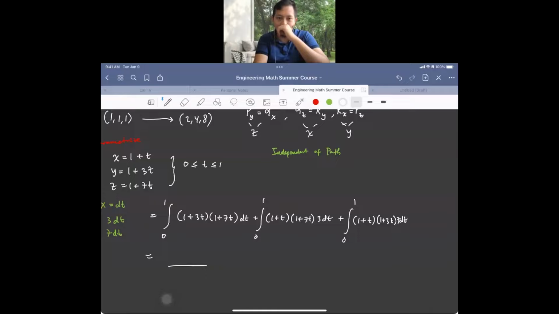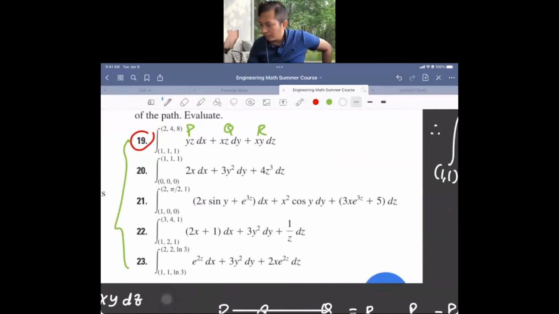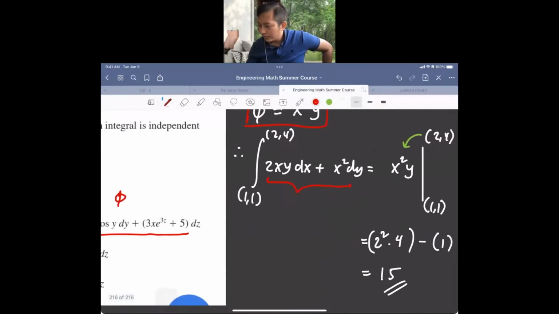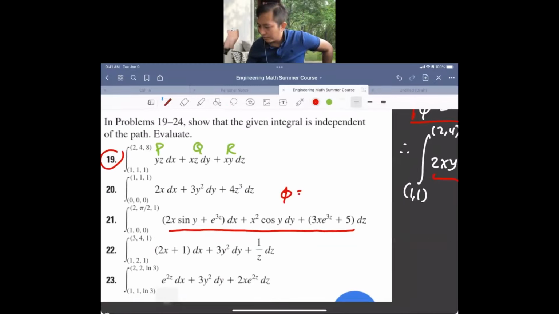So I think for some equations, it's easy to parameterize and make a line segment. But for equations like number 21, for example, I think it's better just to find the potential function. So find the potential function using this part here, and then you can simply take 100 and 2 pi over 2 and 1, and then you could evaluate.